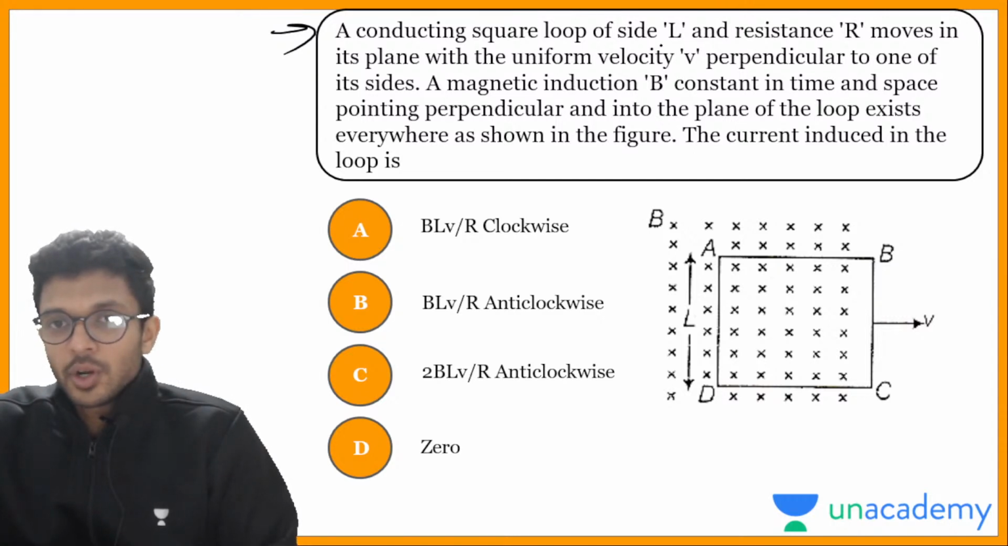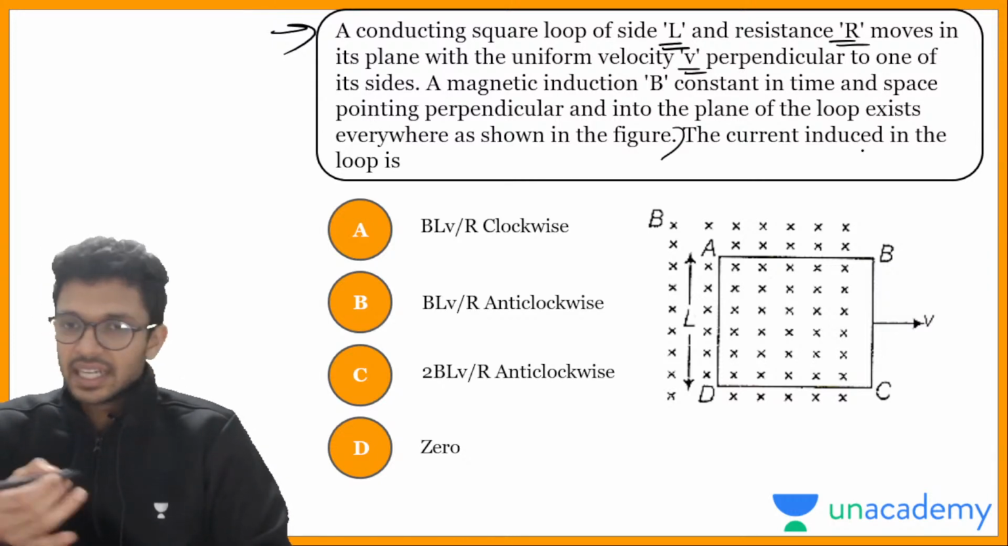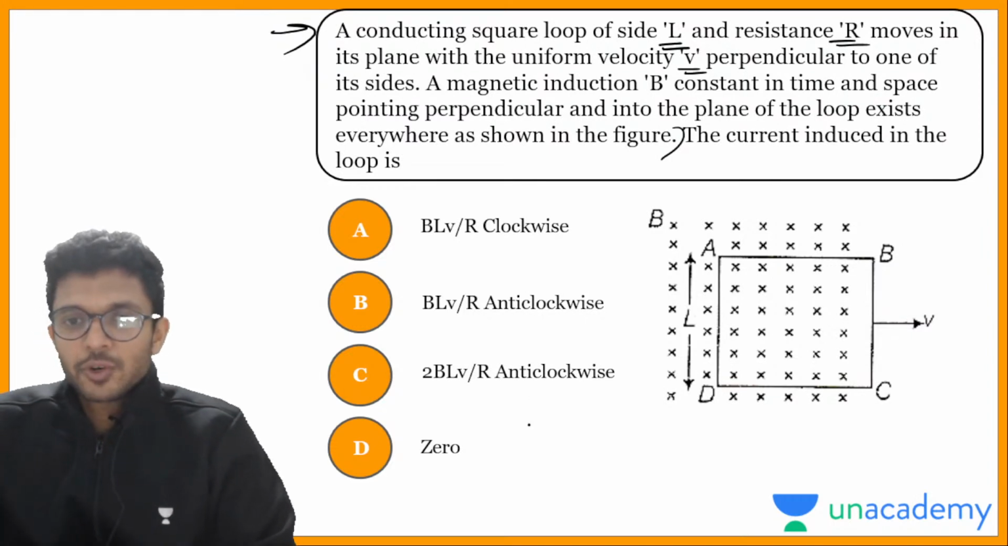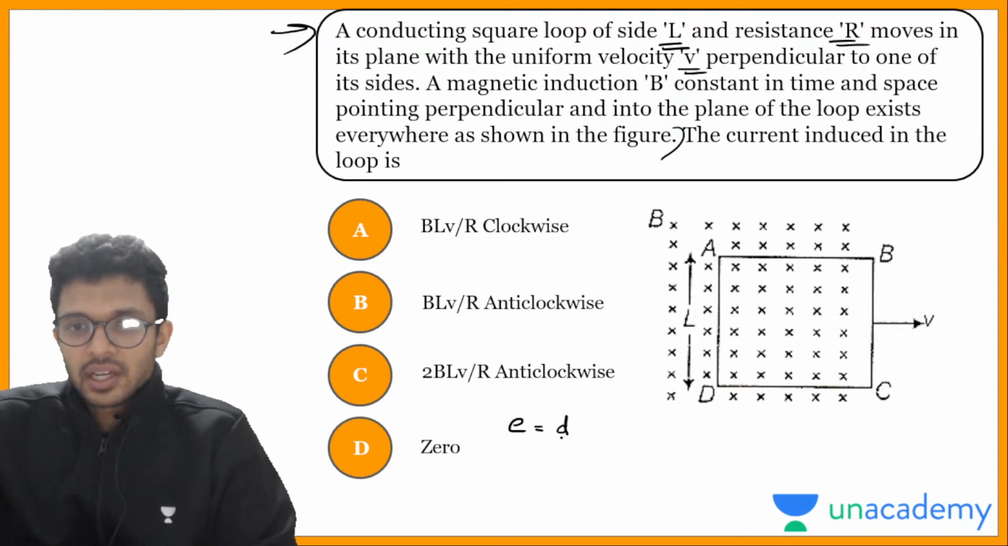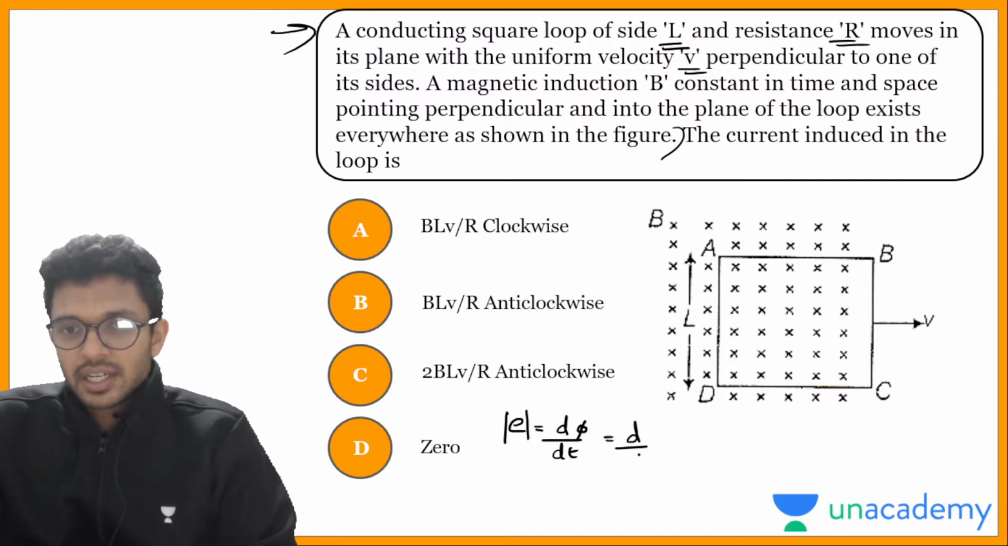A conducting square loop of side L and resistance R moves in its plane with a velocity V perpendicular to one of its sides. A magnetic induction, constant in time and space, pointing perpendicular and into the plane of the loop exists everywhere as shown. The current induced is? For current to be induced, an EMF has to be induced. What is the formula for induced EMF? The magnitude is d by dt of flux. What is the value of flux? B A cos theta.